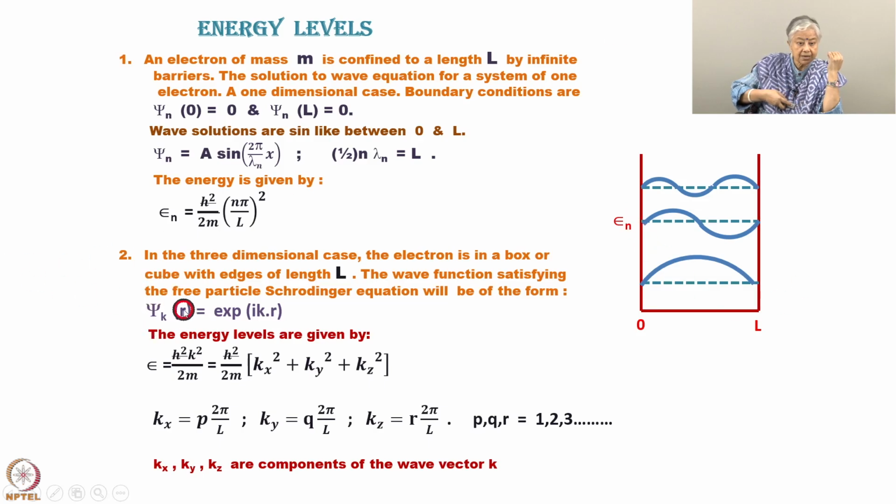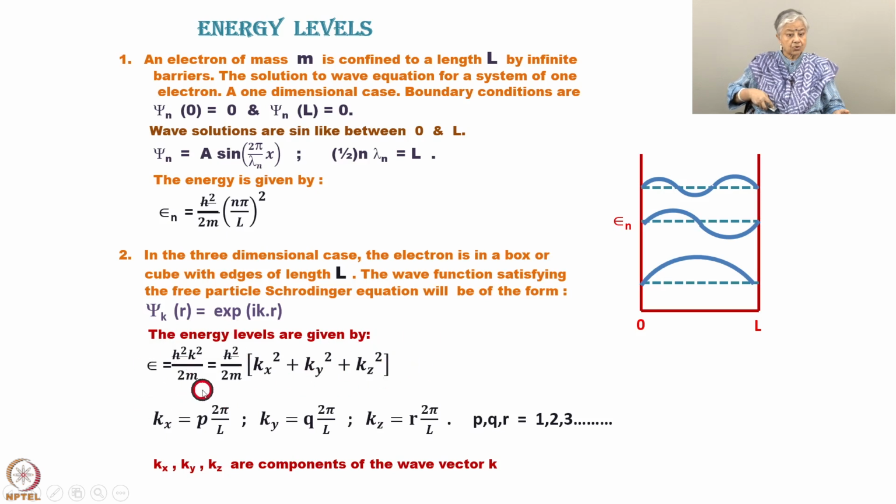Psi k, k is a wave vector, and psi k of r is equal to exponential of i k dot r, where r is in different directions. So, this is my solution. Now, what are the energy levels associated with this kind of a wave? That is what I am interested in. There is a lot of derivation here, but you may have already done it in your solid state physics class. So, at this point, just recollect all those derivations and come to the final solution which is given here.